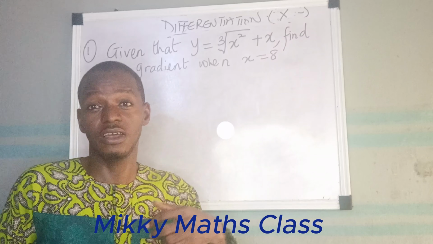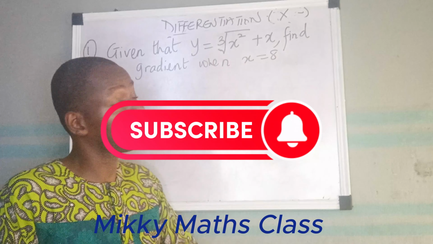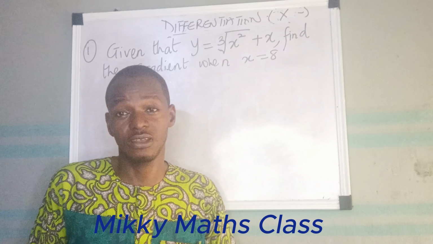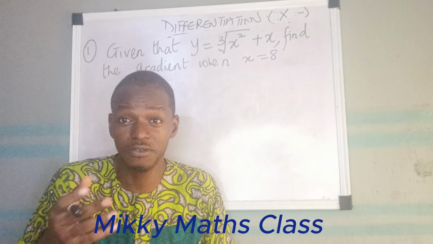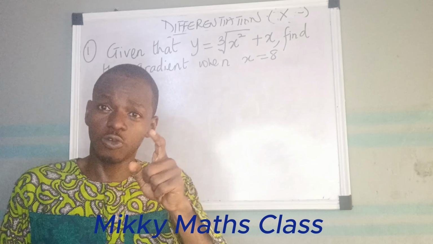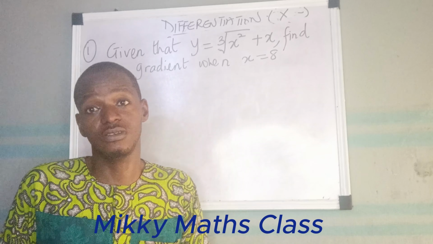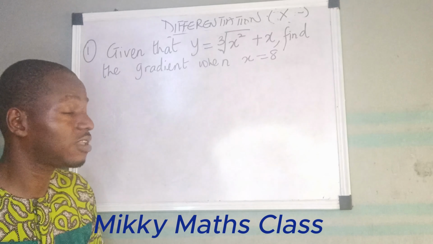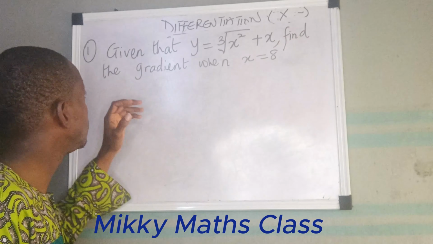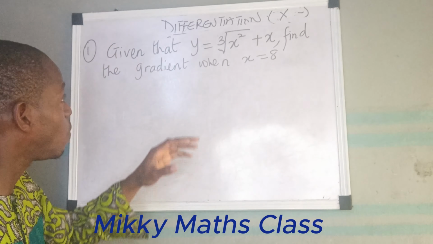Alright, we'll be continuing our series on differentiation. In our last class we said that differentiation gives the gradient of a point. So for us to find the gradient of the point, we differentiate. Now let's look at this question. Given that y is equal to the cube root of x squared plus x, find the gradient when x is equal to 8.